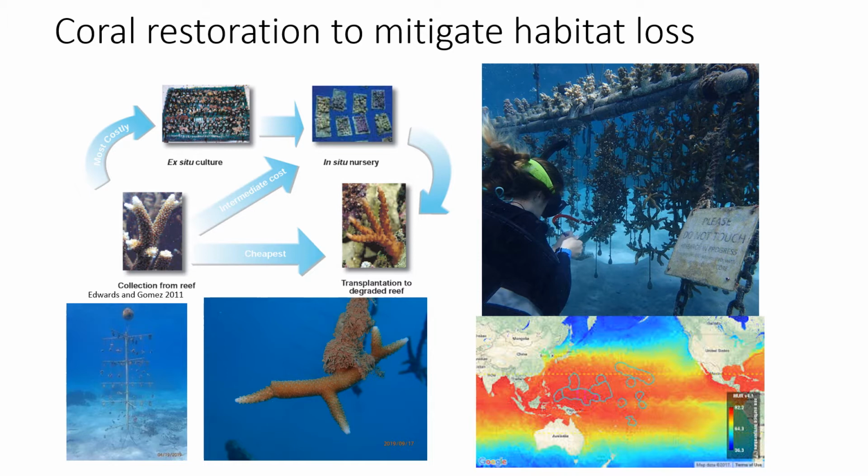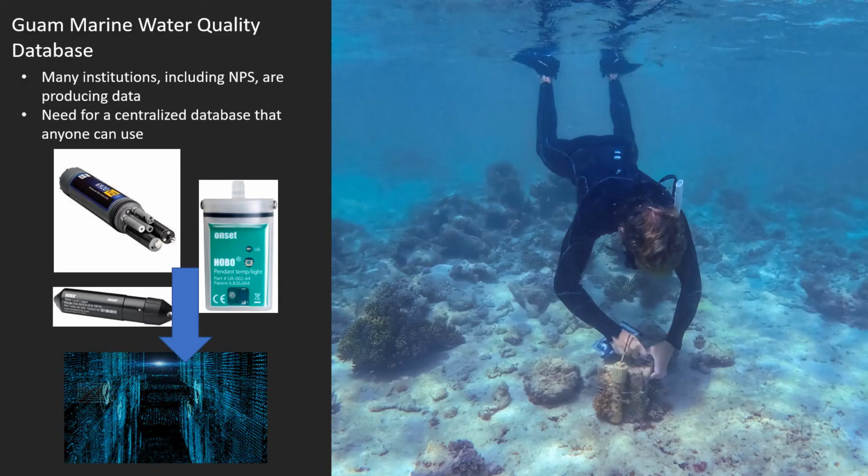It generally involves procuring some coral fragments, propagating them in a nursery phase, and transplanting them to degraded reefs. However, for restoration efforts to be successful, the conditions of the recipient site must be well understood. Many institutions around Guam, including National Park Service, have been collecting valuable oceanographic data that can inform conservation efforts. My project started from the need for a centralized database so that everyone has access to all the available data.